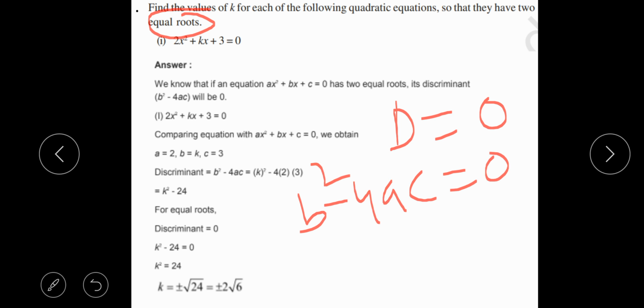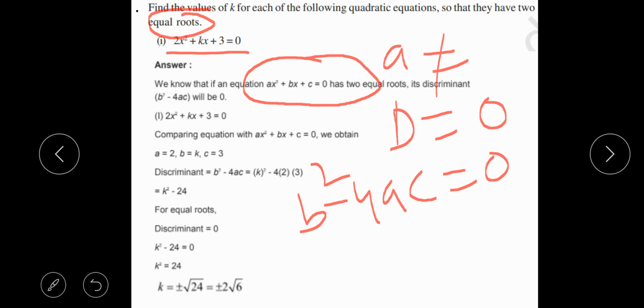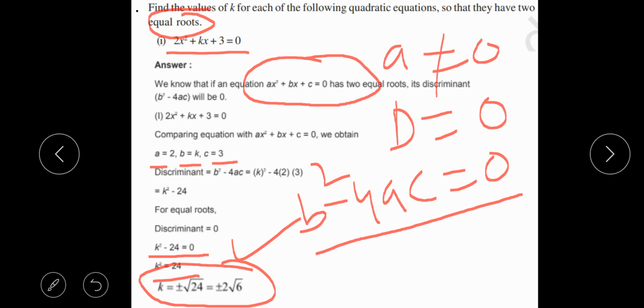equal to 0. So firstly, we have been given this equation and we have to compare it with ax square plus bx plus c equal to 0, where a is not equal to 0. After comparing, we get a is 2, b is k, and c is 3. Now put all these values in b square minus 4ac equal to 0. We get k square minus 24 equal to 0, or k square is equal to 24, or k is equal to plus minus root 24, or k is equal to plus minus 2 root 6. This is the required value.